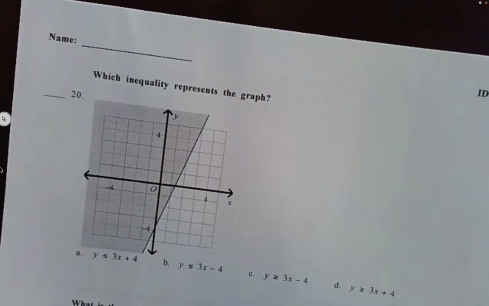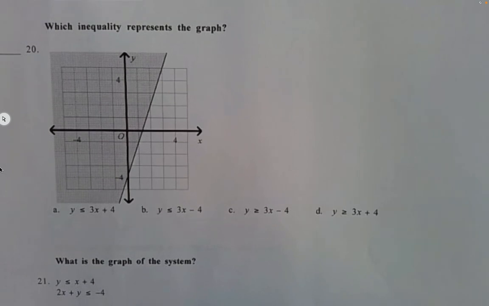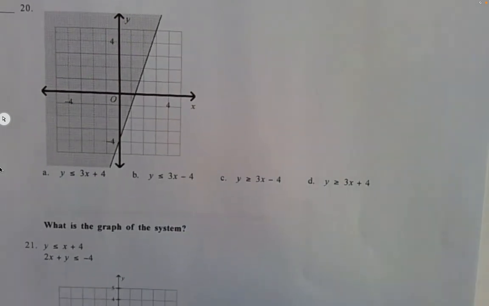Okay. Number 20. This one is backwards. It wants us to write the inequality. I have answer choices, but I'm just going to start and write it up here. First of all, are we shaded above or below the line? Above, so the greater than sign, and it's a solid line, so it's equal.